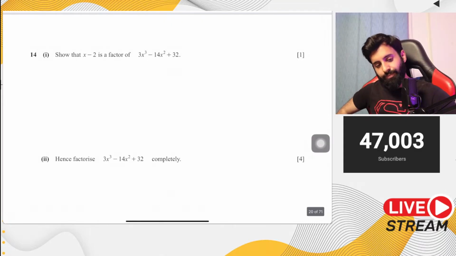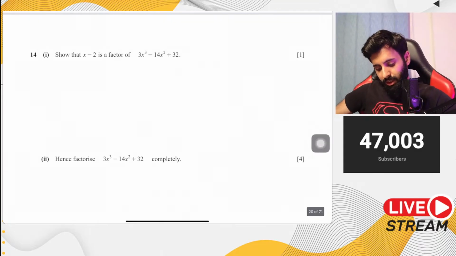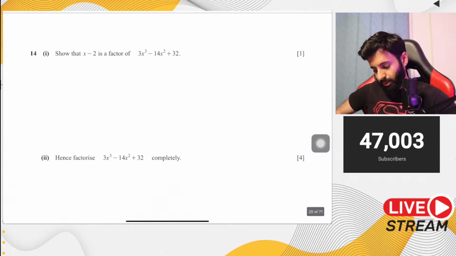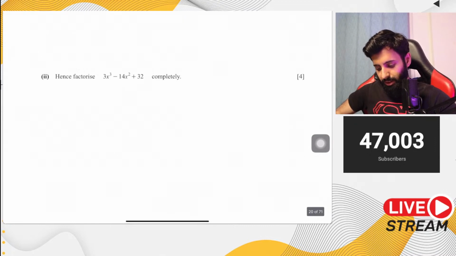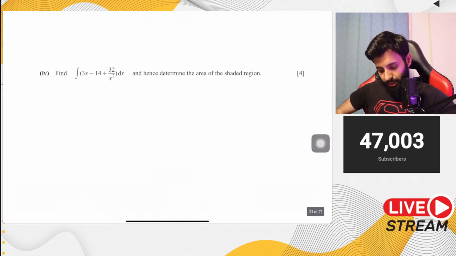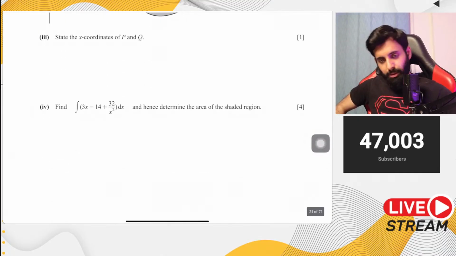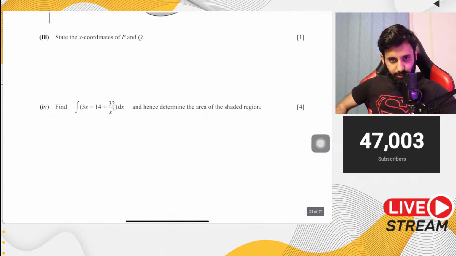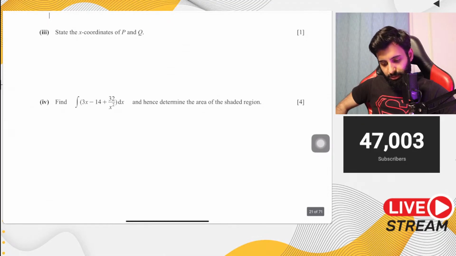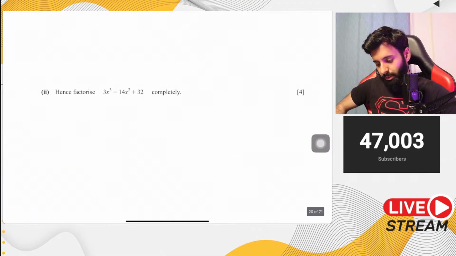So basically, this question starts off like a polynomial question, and then you have an area under the curve, so you have an integration question. Now the polynomial part is only going to help us over here. So let's see how we can do this.